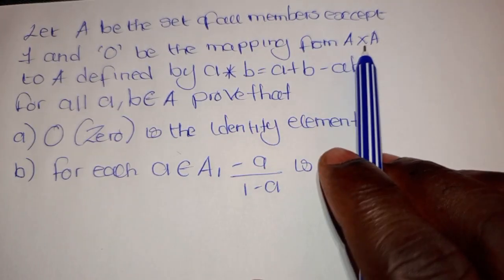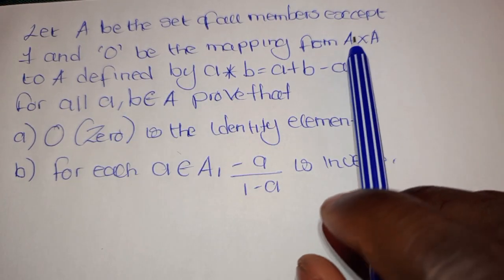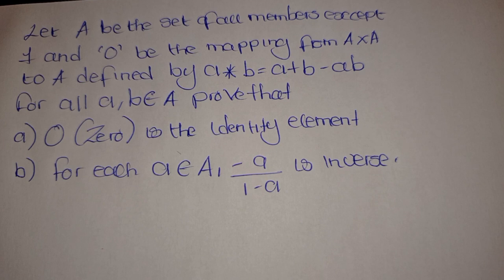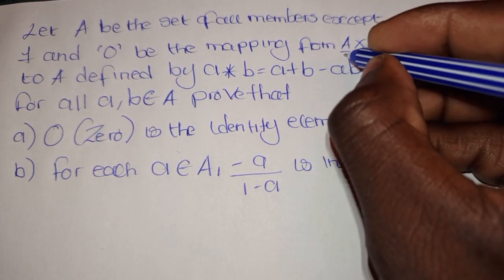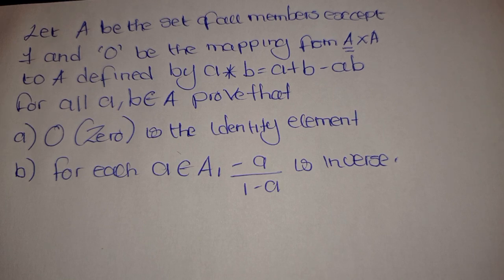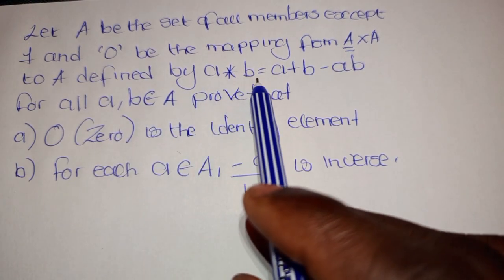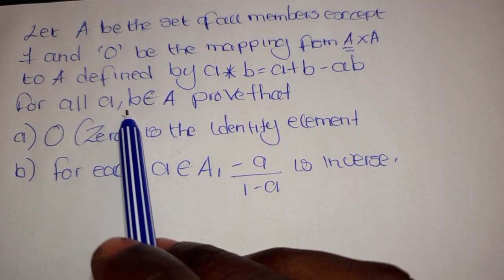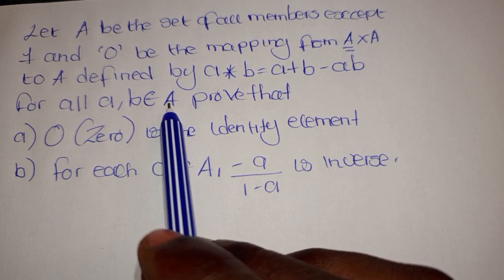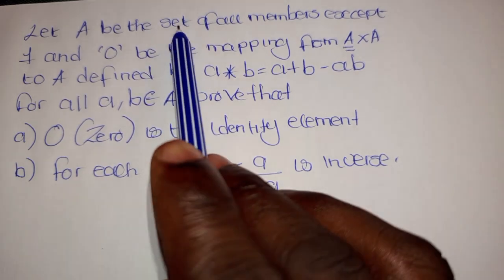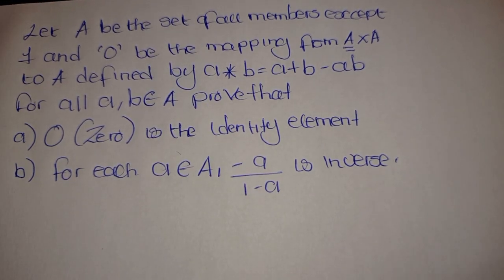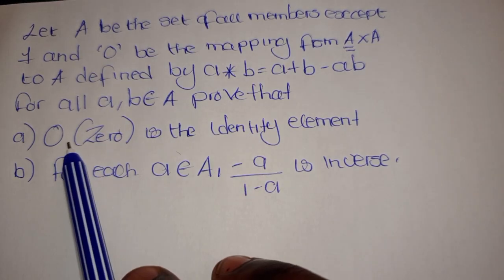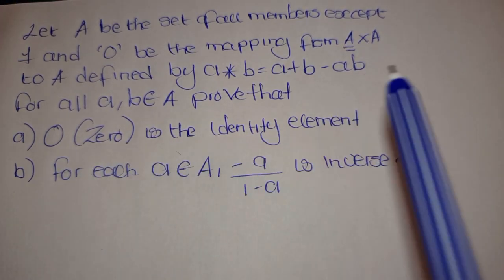Star be the mapping from A by A to A, where we know for sure that A by A is simply a set of ordered pairs under functions, where we need to know that this set of ordered pairs at times follows a specific kind of condition. Defined by A star B equals A plus B minus AB for all A, B being members of A. So in this case, A is a set as they alluded in the preamble there. So prove that 0 is the identity element.